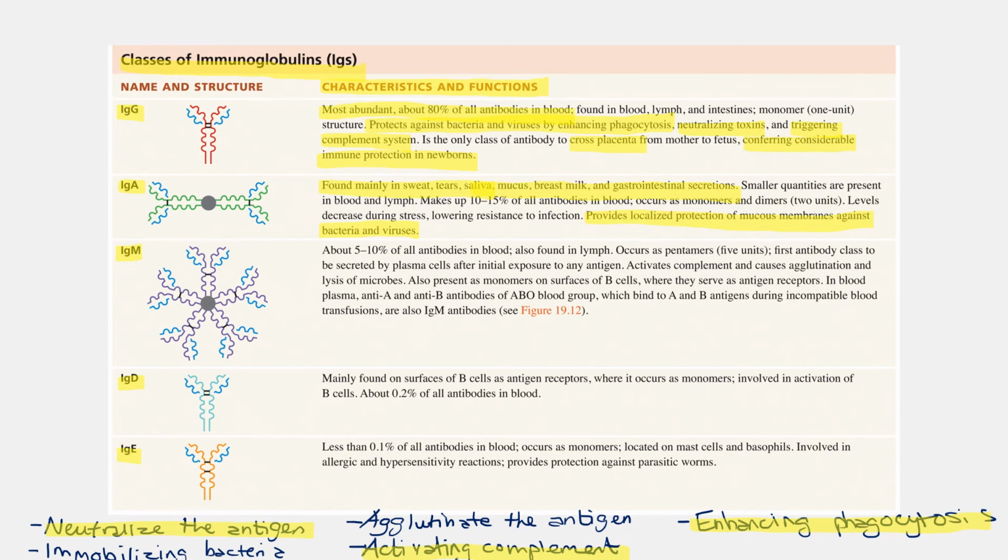IgM is also present in kind of the second largest amount, or I guess third, because IgA is about 10 to 15 here. IgM is about 5 to 10% of the antibodies in blood. They're also going to activate complement, cause agglutination, as well as lysis of microbes.